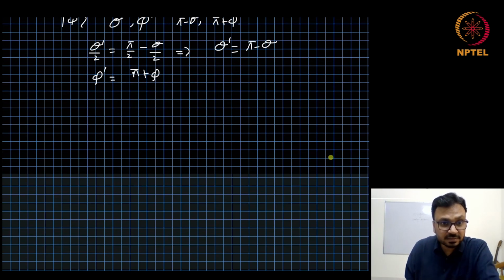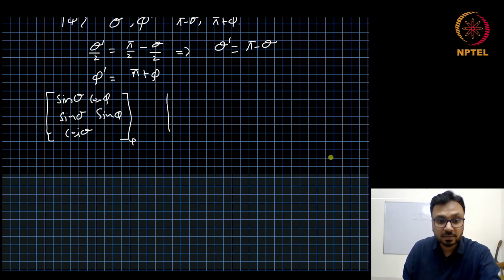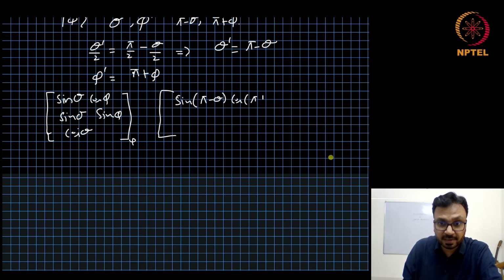So if we look at the three-dimensional real vector, we have sine theta cos phi, sine theta sine phi, and cos theta. And this is for psi. And for psi orthogonal, we have sine of pi minus theta cos of pi plus phi, sine of pi minus theta sine of pi plus phi, and cos of pi minus theta.